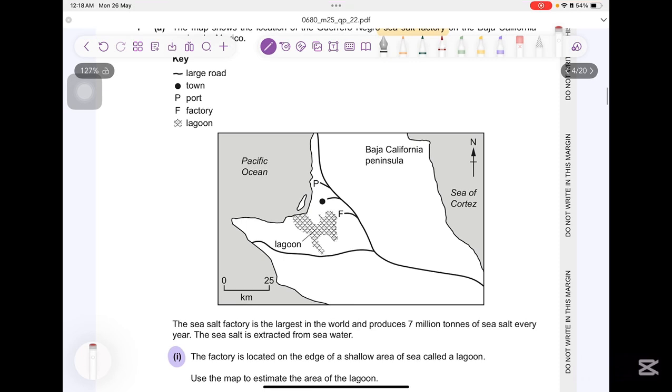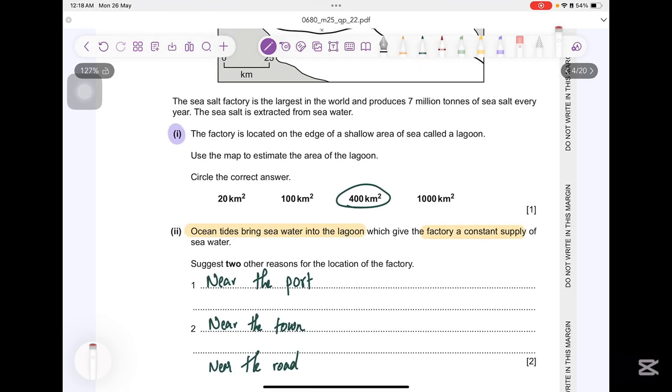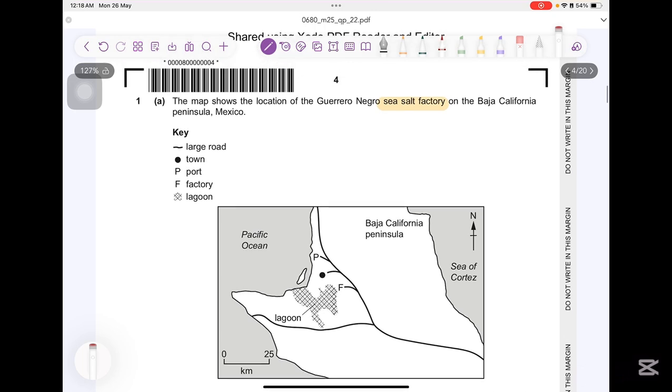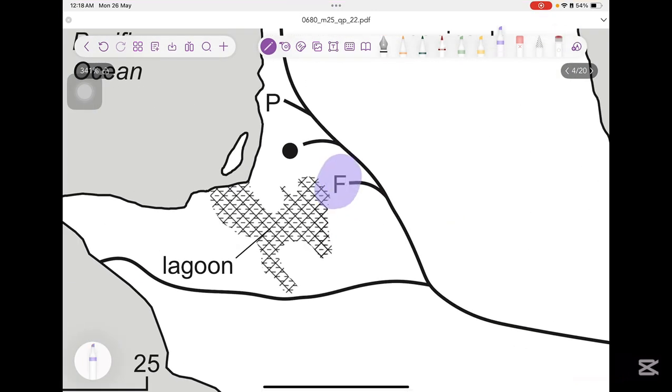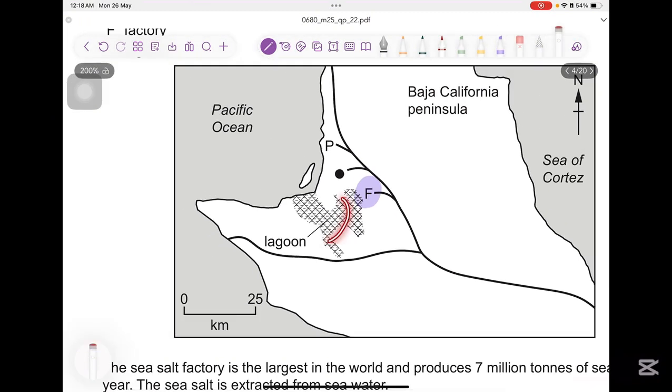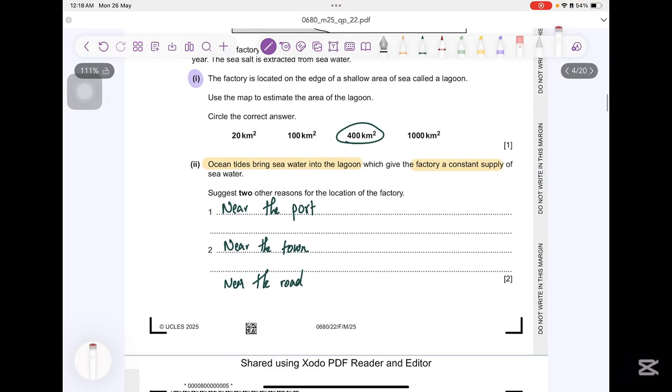Let's take a look at the location of the factory. This is the factory, this is the port, this is the lagoon, and this is the town. Okay? And these are the roads. So they want to know why the factory is present in that specific location. Why is it here? So obviously, as you can see, the factory is close to the lagoon, it's close to the town, it's close to the road, okay, or connected to the road. So that's going to be your answer. Near the port, near the town, near the road.